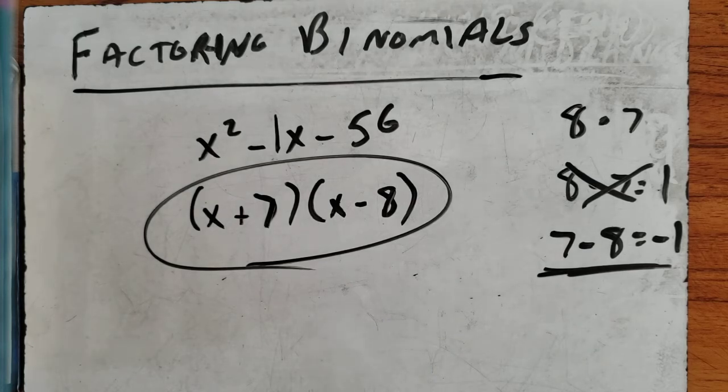Reverse FOIL. That's what we're doing. Okay. Sometimes it's a trial. It's trial and error, guys. It's trying to figure these things out. Sometimes it takes a few tries to get. Okay. Don't get frustrated with it. Just know sometimes it takes a little bit to figure out what you need to do and what numbers work. Okay.